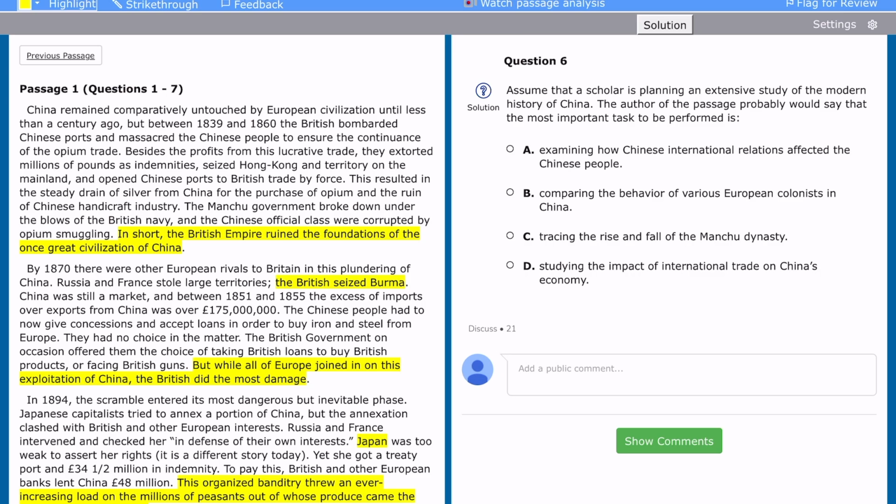D is studying the impact of international trade on China's economy. This could be interesting, and it's brought up a little bit, but the most important by far is connecting the foreign occupation to the oppression of the people and the oppression of the people to the revolution. So the best answer would be A, examining how Chinese international relations affected the Chinese people, which references both the people revolting and also the foreigners coming in and occupying.